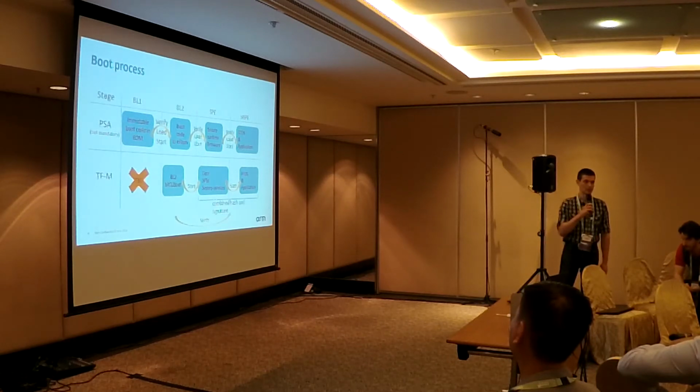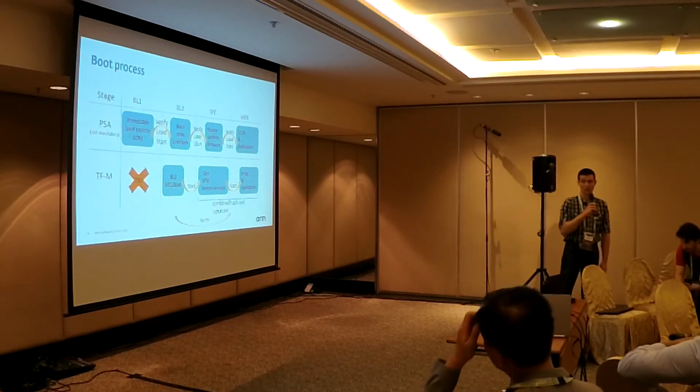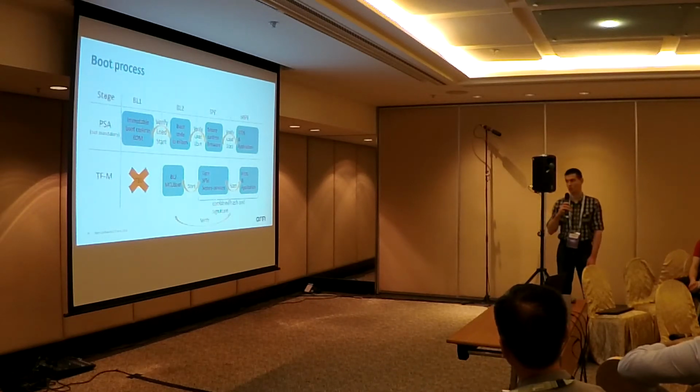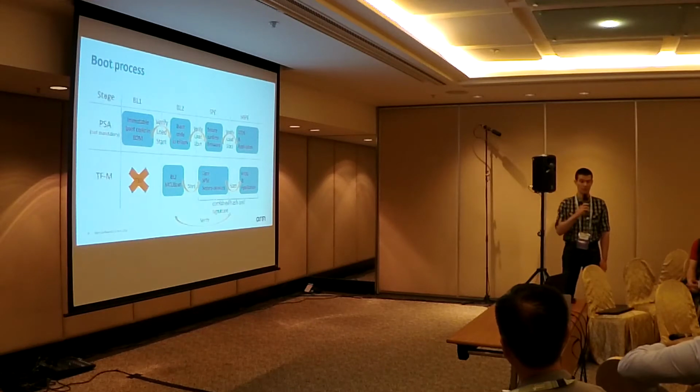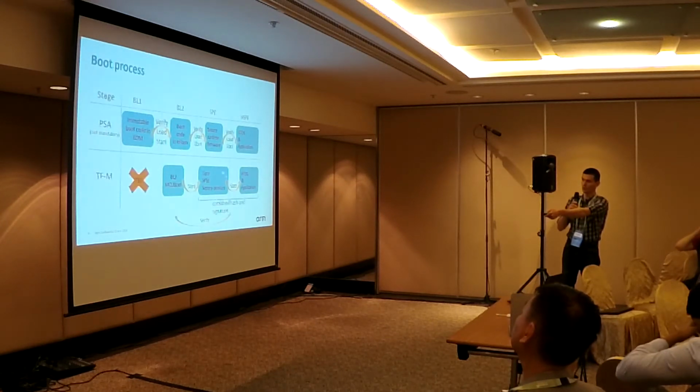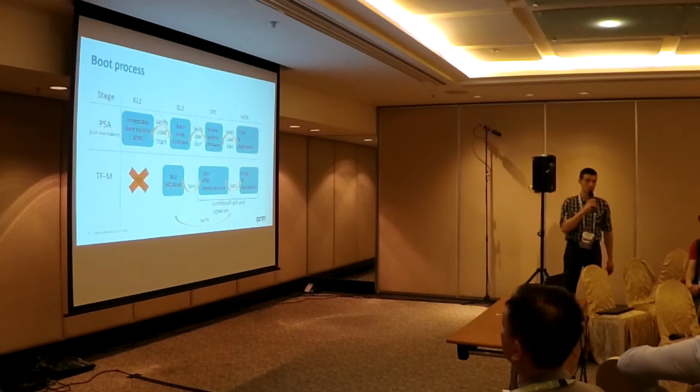BL2 verifies this combined binary blob, the integrity and the authenticity, and then it will start the secure code, which will do some runtime software environment initialization and then pass the execution to the non-secure. But here we don't need any further authentication because it is done by the bootloader at the beginning.